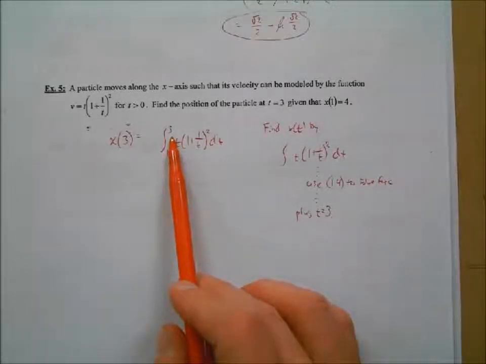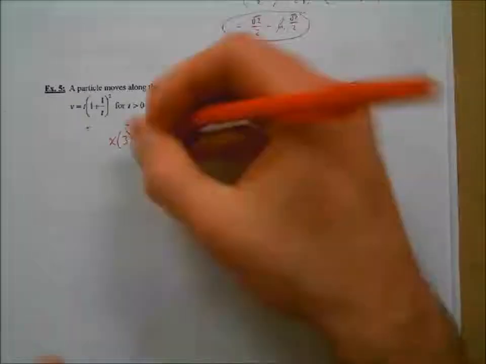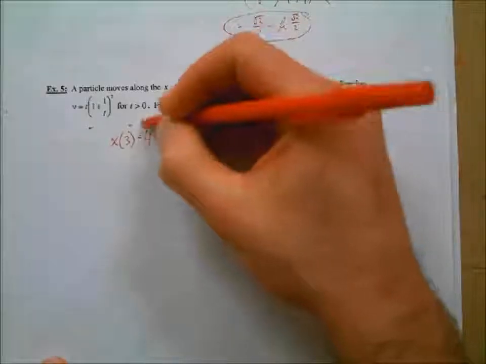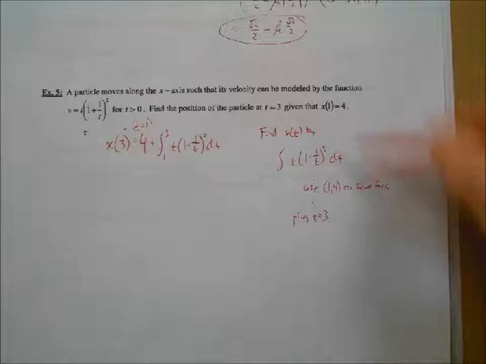What else do I need to put in here? 4 plus, right? We're starting at 4 at time t equals 1. And then if I integrate from 1 to 3, that will add the change from that position 4 to whatever the new position would be at time t equals 3. Okay, so I'm going to do it this way. This is not wrong. This is not wrong. But I'm going to do it this way.